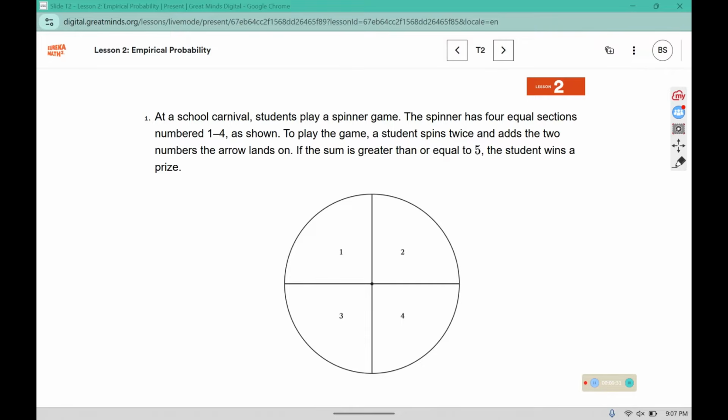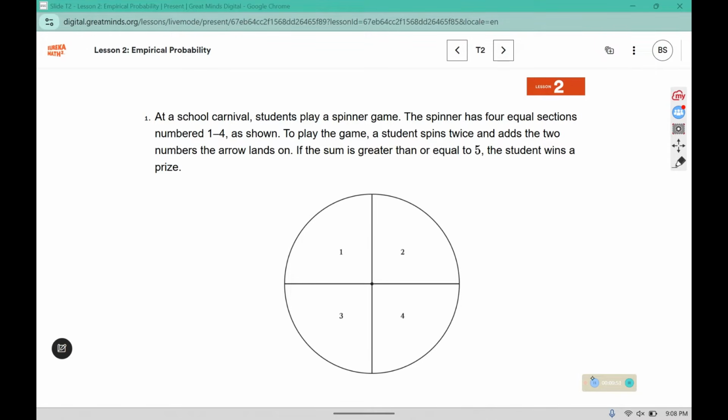At a school carnival, students play a spinner game. The spinner has 4 equal sections, numbered 1 through 4 as shown. To play the game, a student spins twice and adds the 2 numbers the arrow lands on. If the sum is greater than or equal to 5, the student wins a prize.